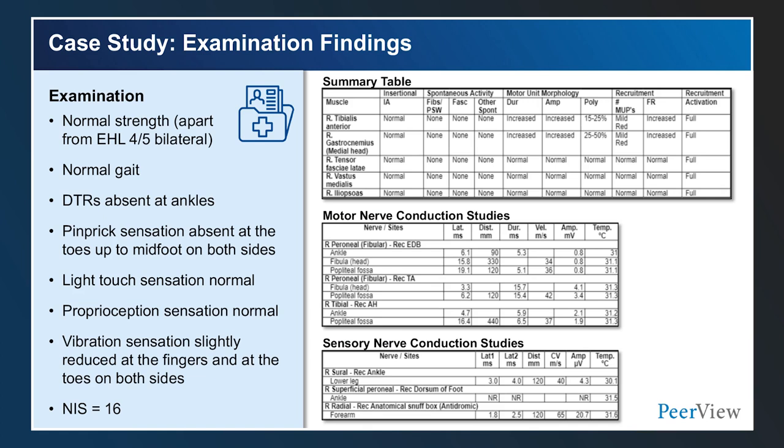So on his neurological examination, he has some weakness in his toes. His gait was normal, but his reflexes were absent at the ankles. And then there was evidence of neuropathy. And then when you do the nerve conduction study, it does confirm that he has an axonal length-dependent peripheral neuropathy, as you can see on this table here.